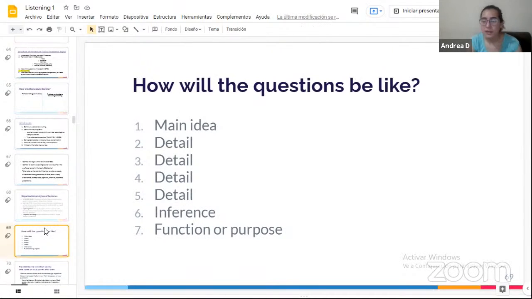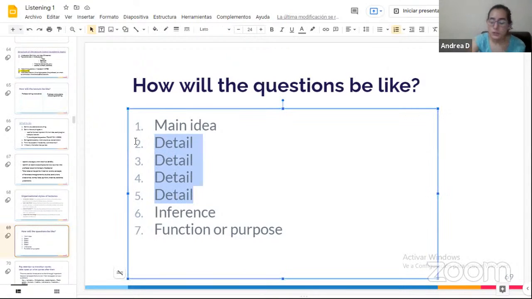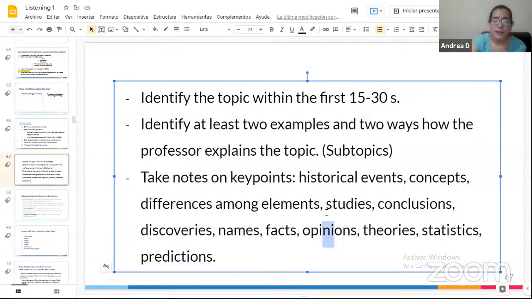So maybe you have a main idea at the beginning, one function and purpose, but the majority will be detailed questions, which means that you do need to pay attention to detail. All right, so whenever you have things like dates or numbers or concepts or names or definitions, opinions, historical events, anything such could be in your questions. So that's why taking notes is key.